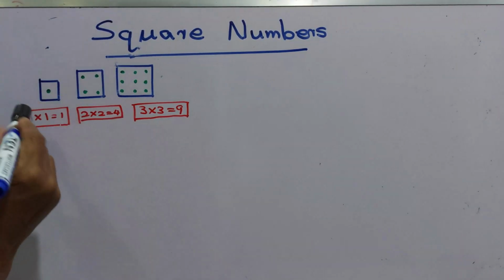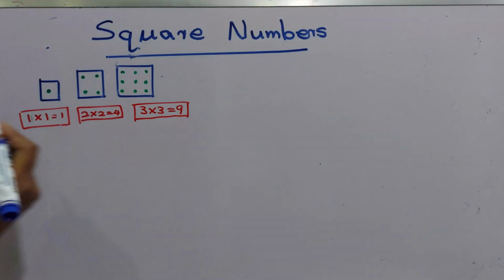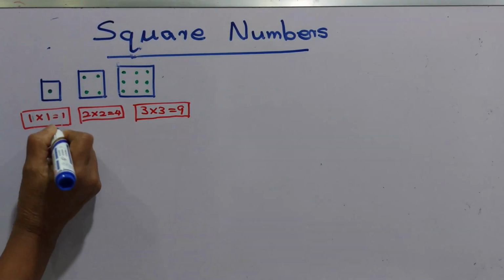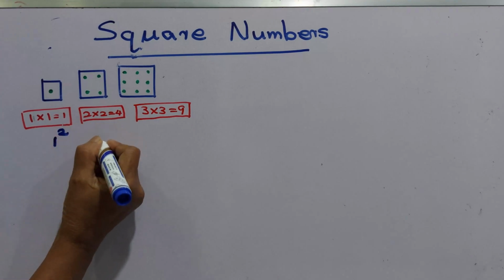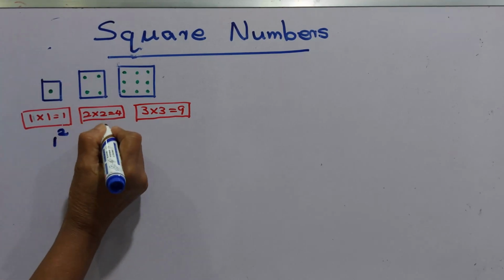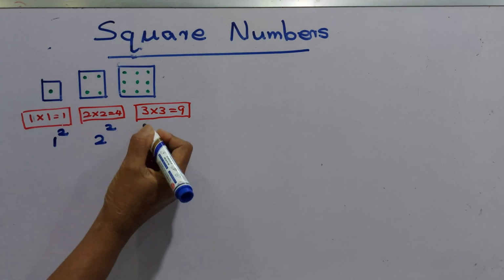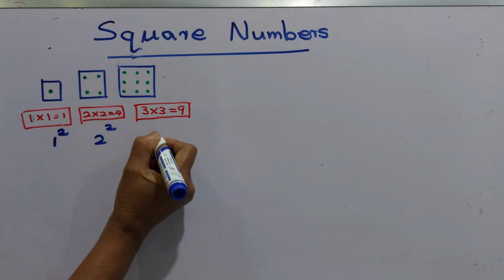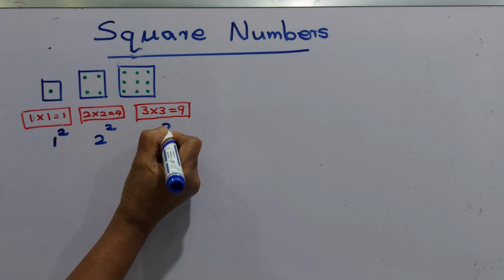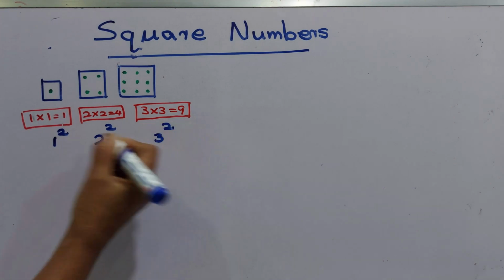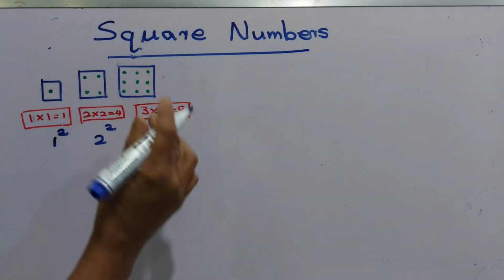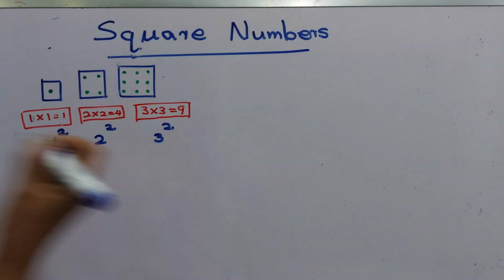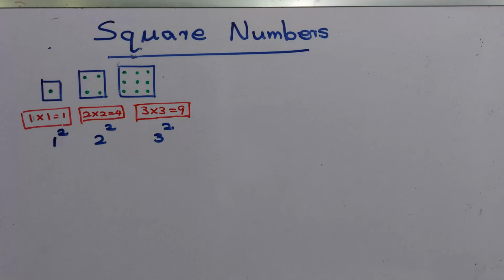So, for 1 into 1, we write as 1 squared. For 2 into 2, we write as 2 squared. For 3 into 3, we write as 3 squared. Right? Those are the squared numbers. Then imagine another number.